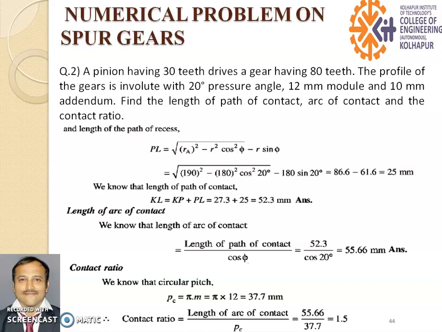Then contact ratio is equal to length of arc of contact divided by circular pitch. Circular pitch is equal to pi into module. So pi into 12 mm module, circular pitch is equal to 37.7. So contact ratio is equal to 55.66, the value of length of arc of contact, divided by 37.7, the value of circular pitch. So contact ratio is equal to 1.5.